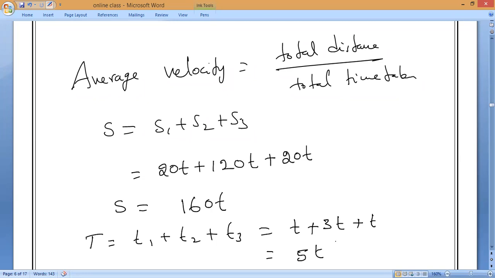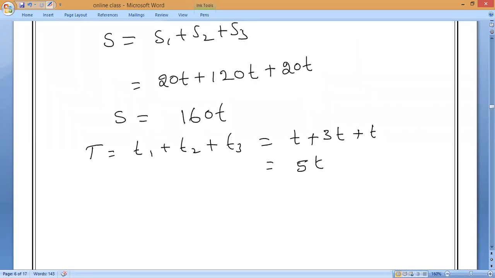5T. Yes or no? Yes, sir. Because what is the ratio given? Time ratio. What is the ratio? 1 is to 3 is to 1. So totally 5. Clear, everybody? Yes, sir.